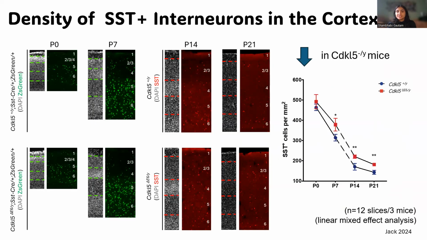Looking at the coronal sections throughout development supports this. As we see, somatostatin positive cells have a significant decrease between P0 and P14. Somatostatin is a type of interneuron that we'll be studying in this project.